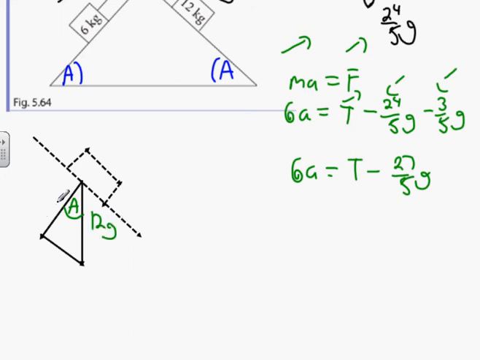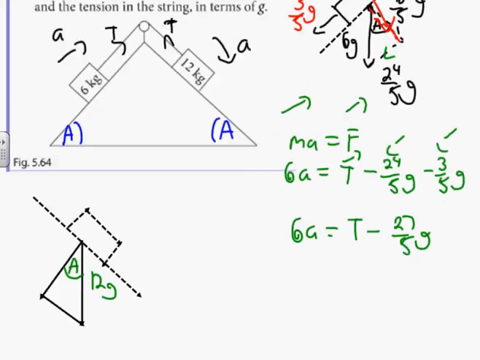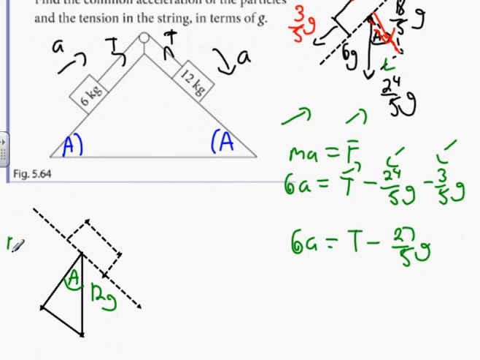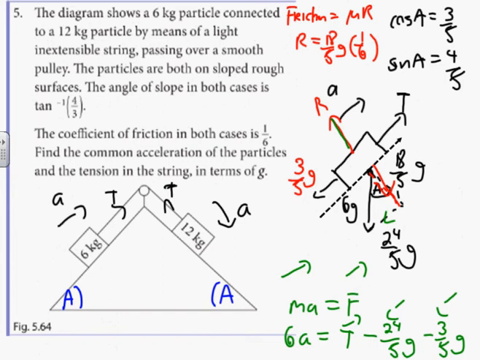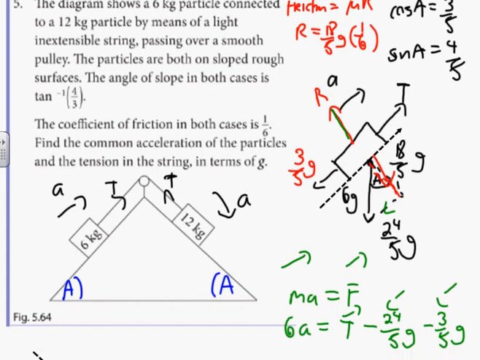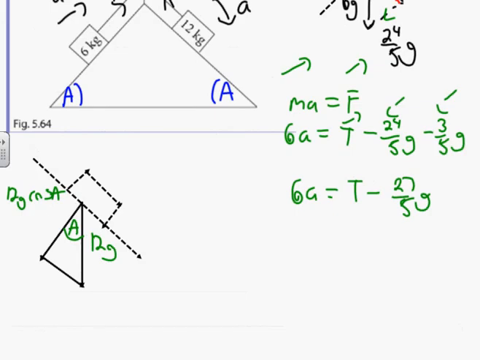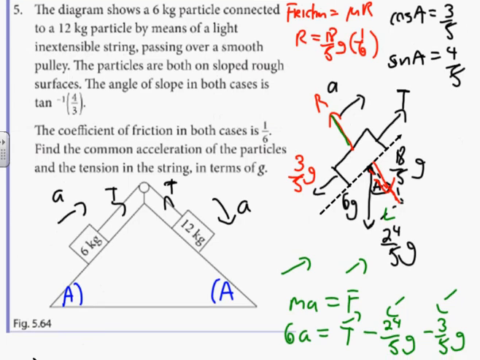So what does that make this side here? This one here? Nobody? 12G cos A, thank you. 12G cos A, otherwise known as 36G over 5. Multiply 12 by 3 over 5, you get 36G over 5. And the other one being 12G sin A, otherwise known as, we're going to have to multiply by 4 this time, aren't we? 48G over 5.